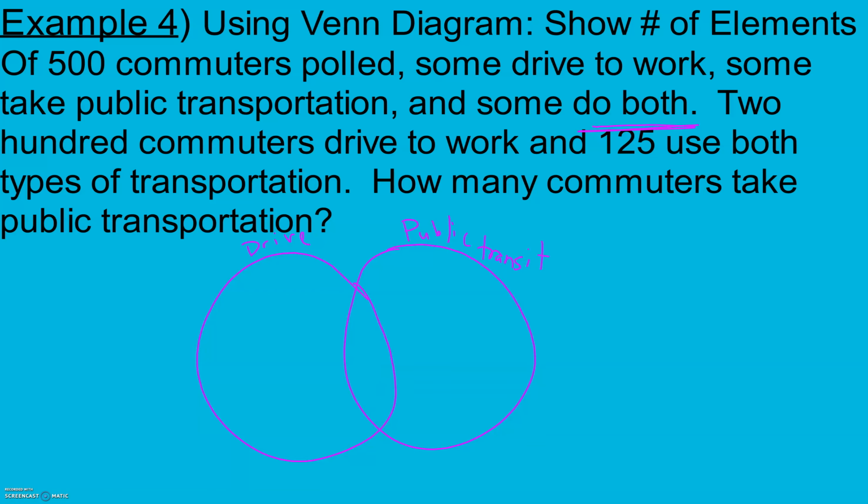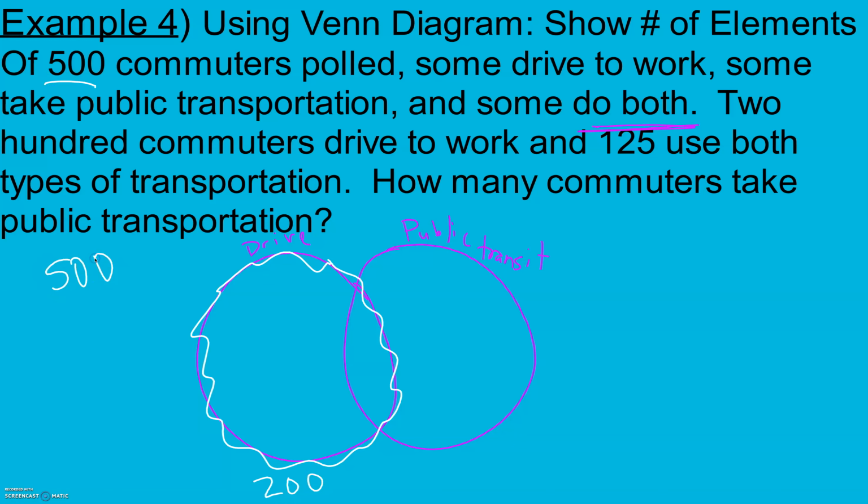That's both. So 200 commuters drive to work. That's this entire circle. This entire circle is the people who drive, and that's 200 people. Keep in mind we have 500 total. 125 use both, so that 125 goes here. We want to know how many commuters take public transportation. So we're looking for this entire yellow thing. We want to know everybody who takes public transportation.